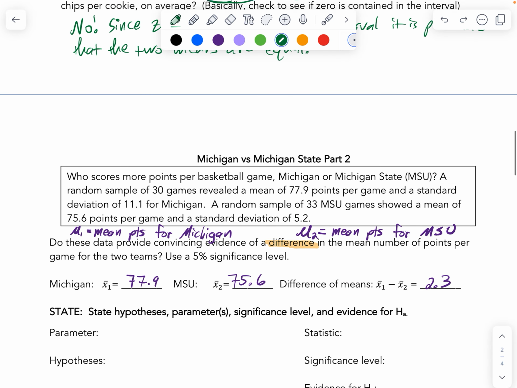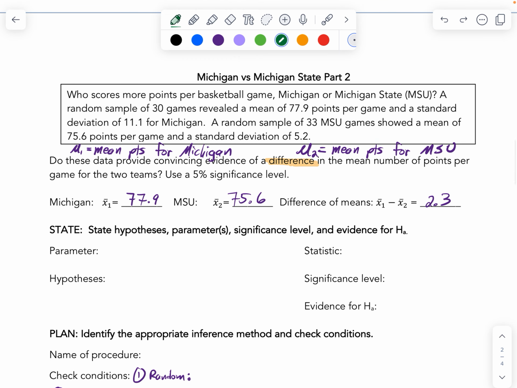Okay, now to do a test, we're going to revisit basketball. Michigan versus Michigan State. As I'm writing this, I think Michigan is playing tonight in the NCAA tournament. I think they're both playing, actually. They're on opposite sides of the bracket, but they're both still alive. They could win and go to the Elite Eight. We're going to compare here the number of points that these teams score per game.